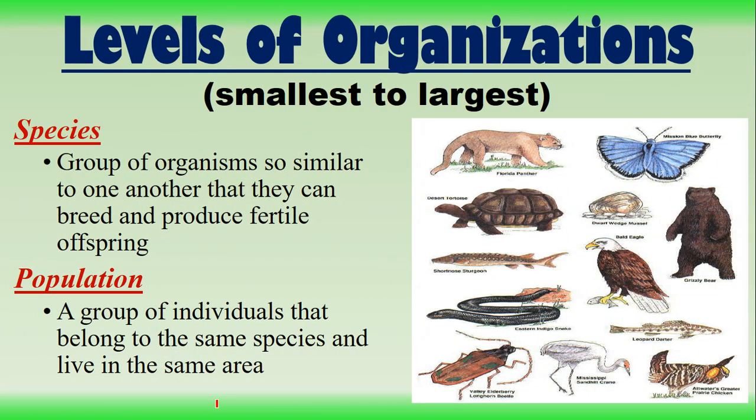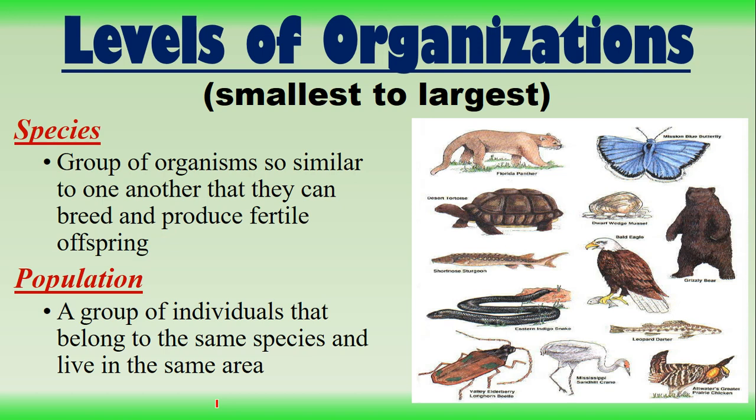So, the levels of organization. We're going to start from the smallest organization and go big, micro to macro. You first have species. These are a group of organisms so similar to one another that they can breed and produce fertile offspring. Humans are a species. Dogs are a species. Cats are a species. Butterflies are a species.